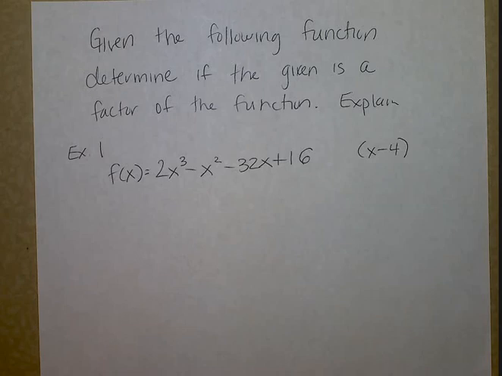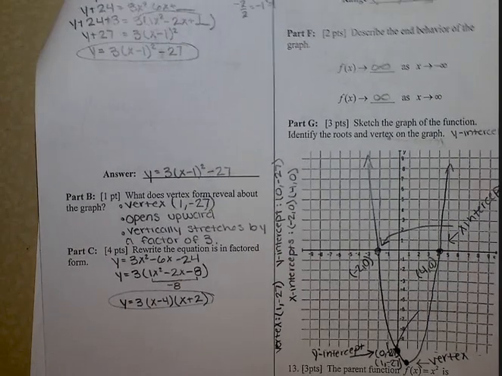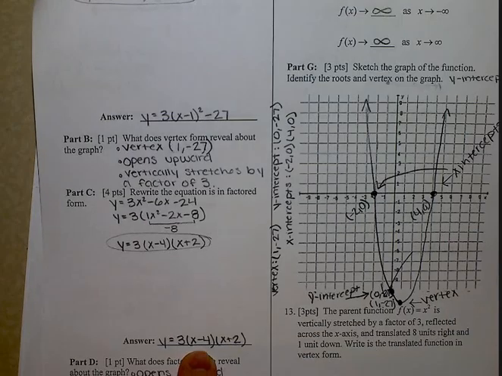Before we start this problem, I want to review from the last unit. On the last unit, you had a problem that looked like this. Does everyone remember this problem? One of the things you did is you had to write it in factored form. And what did factored form tell you? It told you the x-intercepts, right? So if this was factored form, it would tell you the x-intercepts were 4 and -2.